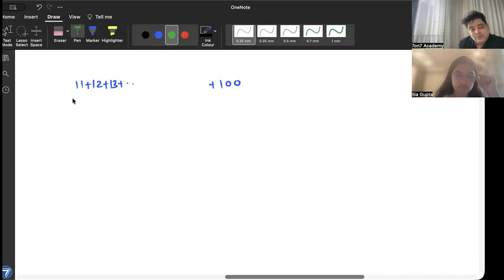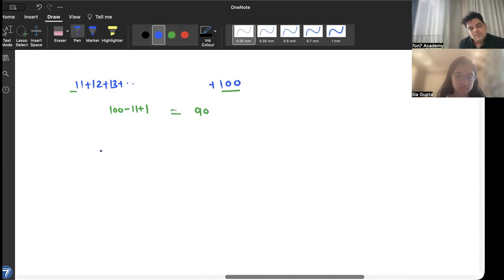Okay. So to find out the number of terms, you just do 100 minus 11 plus 1. Agree? Always this minus this plus 1. So what will become? 90. Okay. What happened?